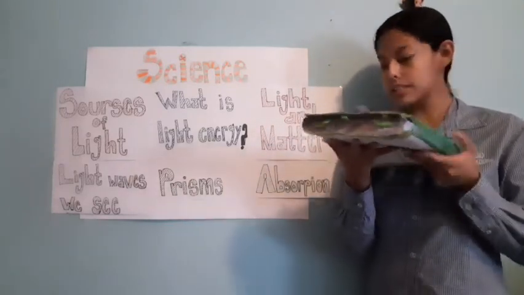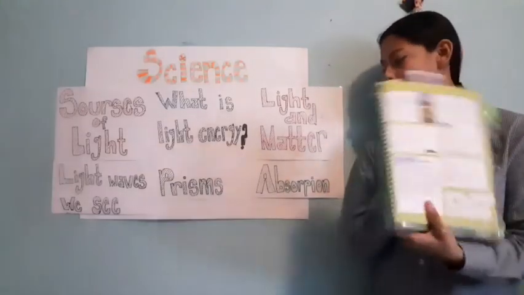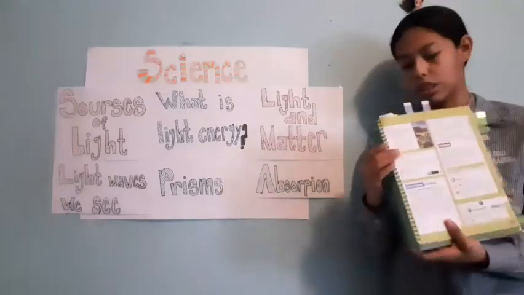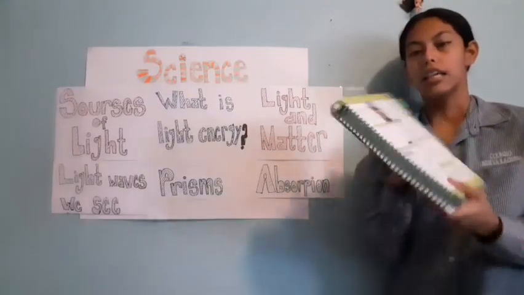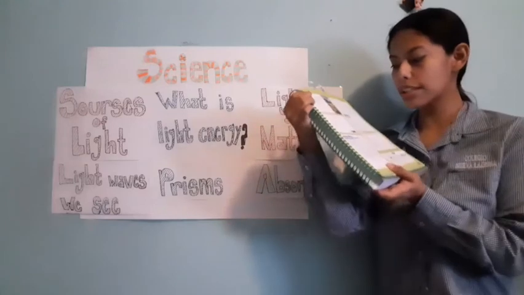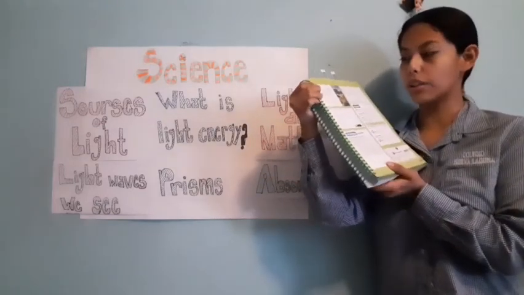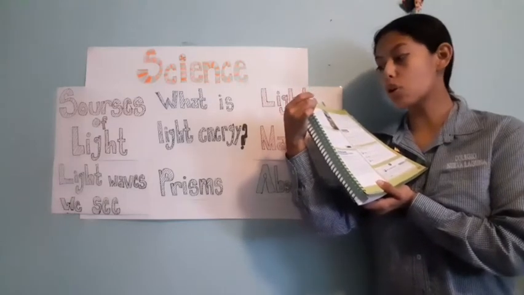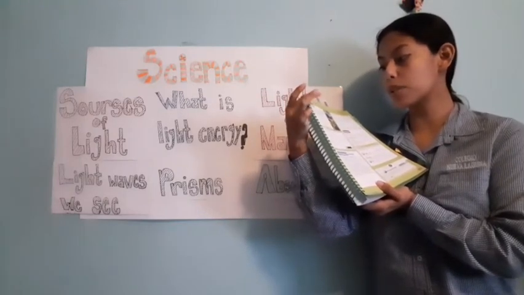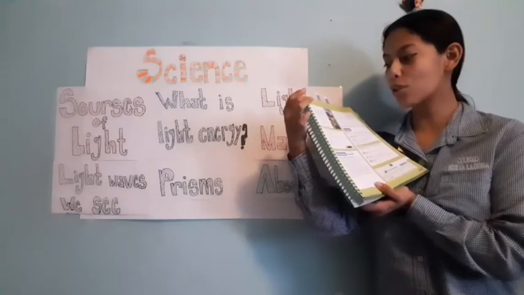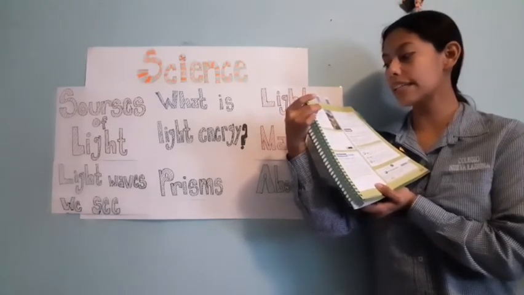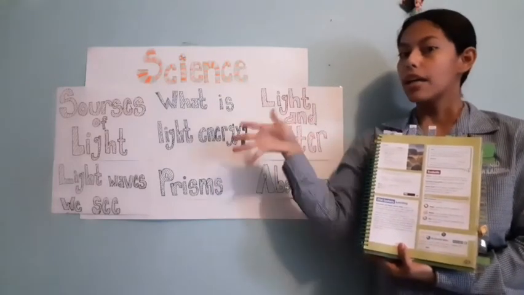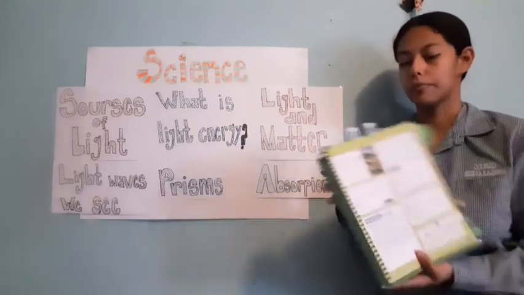Finally, on the last topic, page 251, we're going to see the absorption. And what is this? If you see the topic on page 251, you're going to see that the objects may absorb some light waves, and the absorption occurs when an object takes in a light wave. When they take the light wave, that is the absorption.